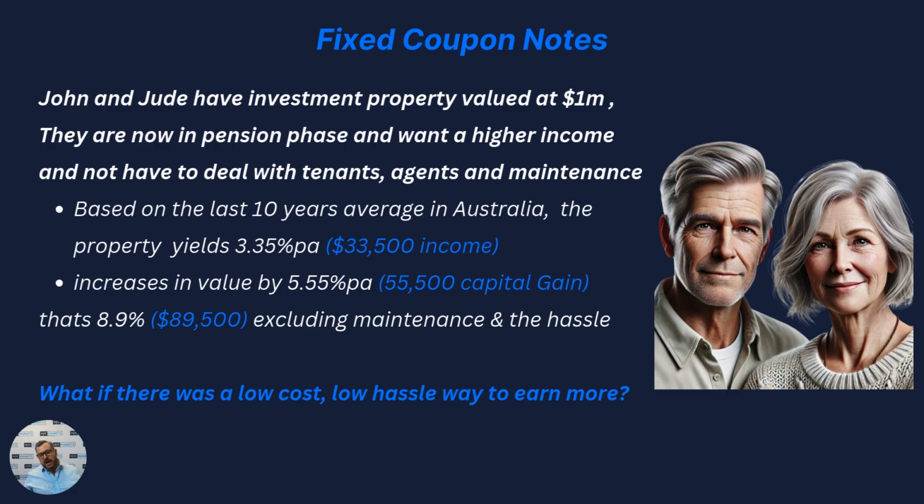So this is our AI-generated retired couple. They've got an investment property valued at $1 million. They're now in pension phase and want higher income. They don't really want to deal with tenants, agents, maintenance, etc.